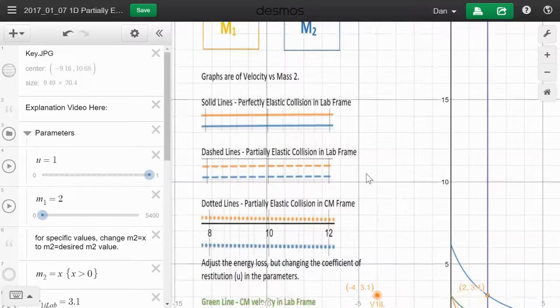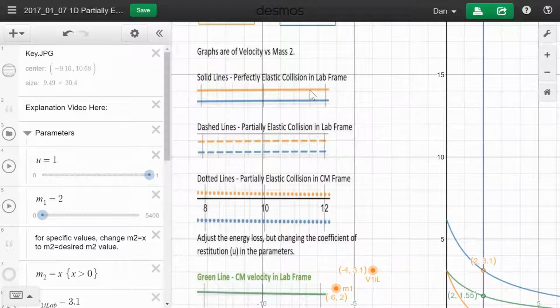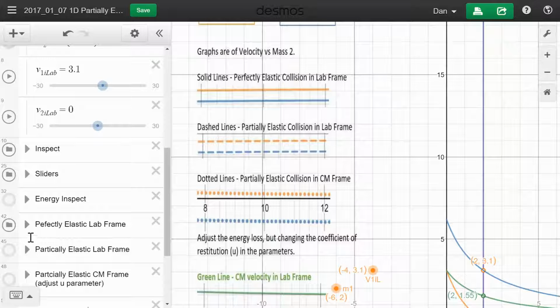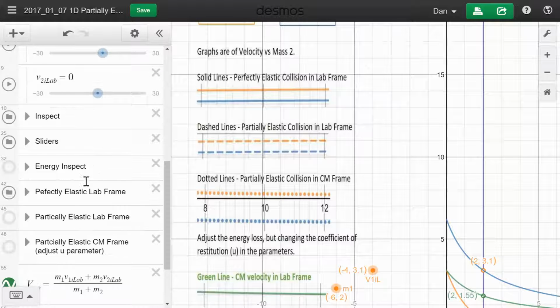And we're going to look at what happens when it's a perfectly elastic collision from the lab frame. And then what if it's a partially elastic collision, when this U is something other than 1. With dotted lines, you can toggle these folders on and off to view it from the center of mass frame, partially elastic or perfectly elastic. For right now, I have the U set to 1, so perfectly elastic and partially elastic will be exactly the same.